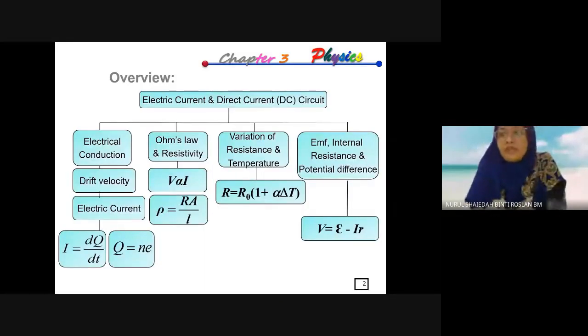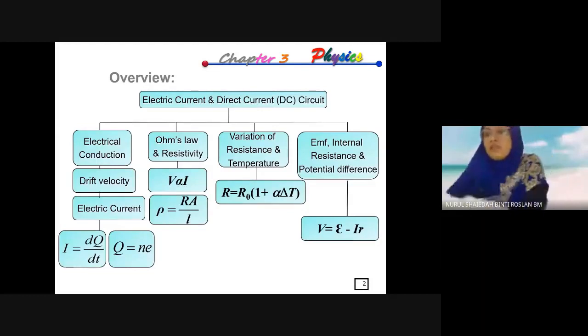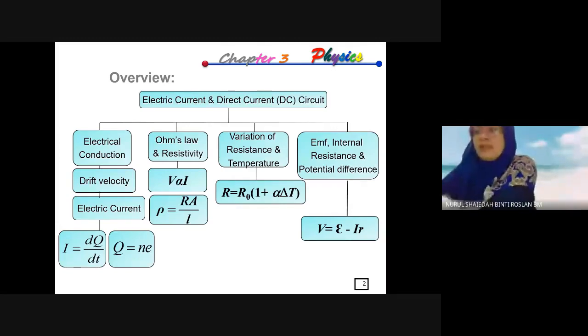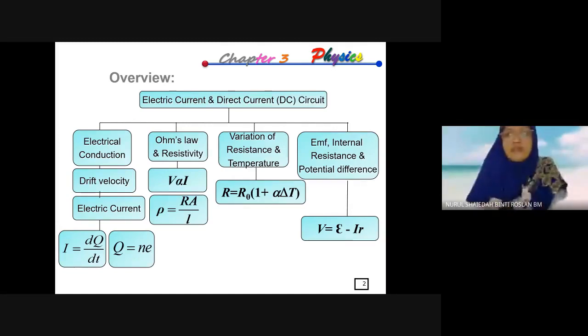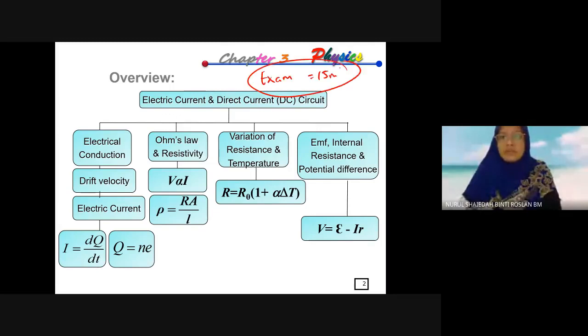So kalau if you look at electric and direct current, so there are things that you need to know. So chapter ni banyak because in your final exam, for your exam, this one will be for 15 marks lah, 15 markah. Jadi yang paling besar dalam ni, chapter ni yang paling important lah, so dia 15 markah. Okay, electric current and direct current.